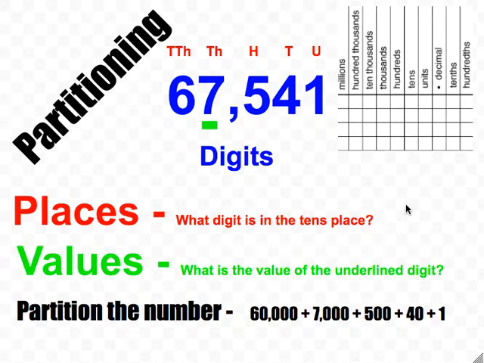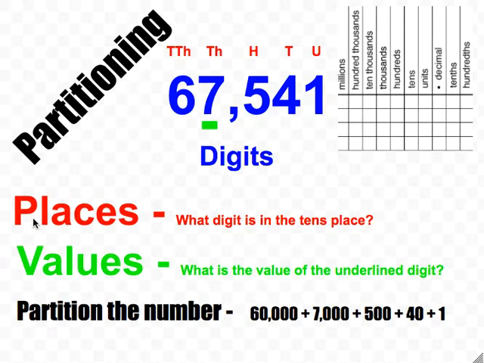The first one is digits. When we're talking about digits, we're quite simply talking about the numbers that appear in any number. In the case of this number here, 67,541, the digits that make up this number are 6, 7, 5, 4, and 1. This is the most basic concept that we need to understand.